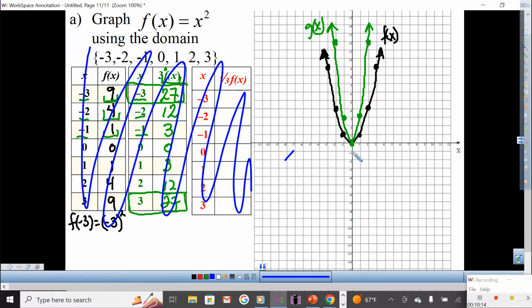Talk it over with your neighbor. What one word would you say you need to do to this one to get to that one? Because they don't know all the math. So what one word would you say?